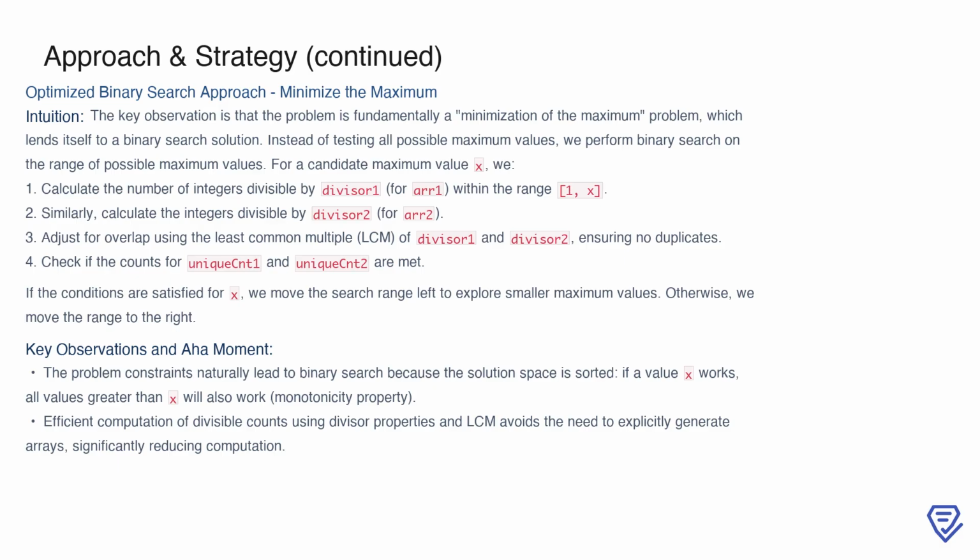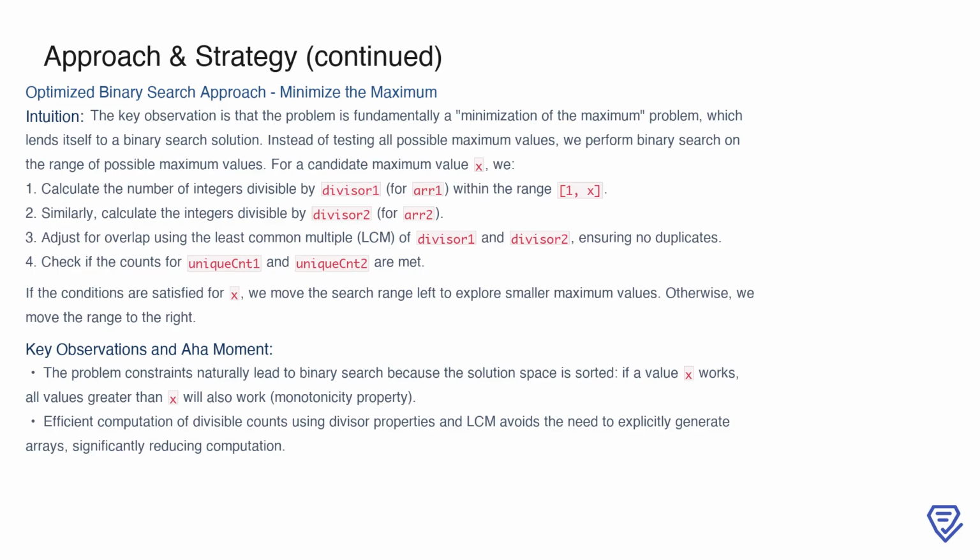Now, let's consider an optimized approach using binary search to minimize the maximum value. The key insight here is that this problem exhibits a property of monotonicity, which means if a certain maximum value x satisfies the constraints, then all values greater than x will also satisfy them. This allows us to narrow down the solution space efficiently. Instead of iterating through all possible maximum values, we use binary search on the range of possible values for x.